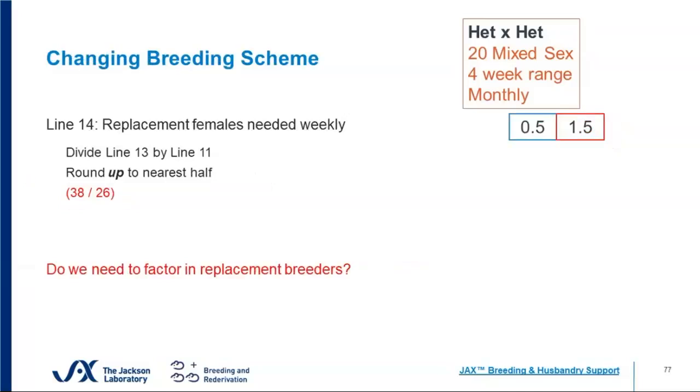In terms of our replacement schedule, we divide that 38 number of females by the breeding rotation of 26 weeks, and that gives us 1.5 females every week. And again, we can't do the half female, so again, 3 females every 2 weeks, or you alternate 1 female and 2 females, 1 female, 2 females, etc.